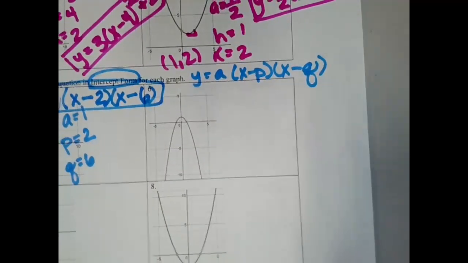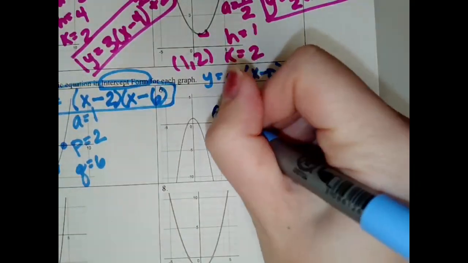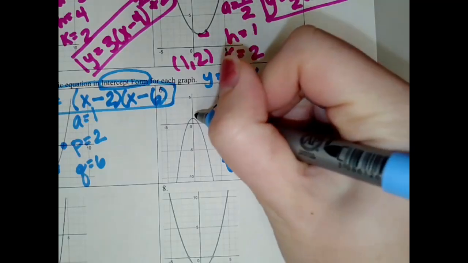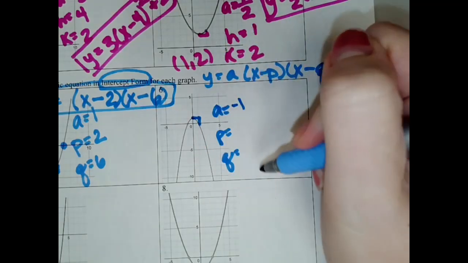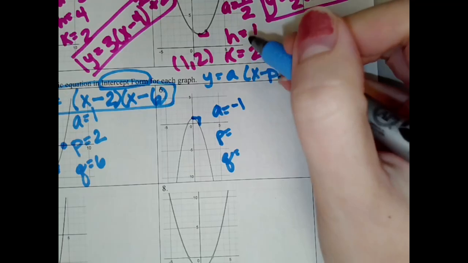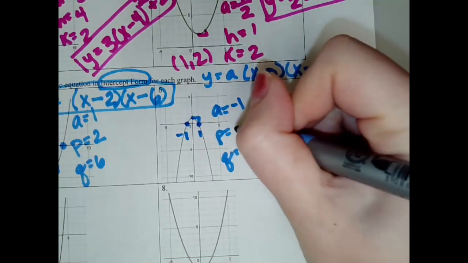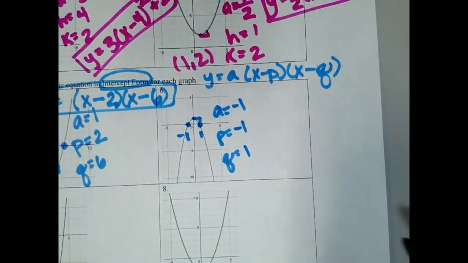Let's take a look at the next one. Once again, what is A, what is P, what is Q? Because we're doing intercept form. This one moves right 1, down 1, so A is negative 1. This one has intercepts at negative 1, positive 1, so negative 1, positive 1.